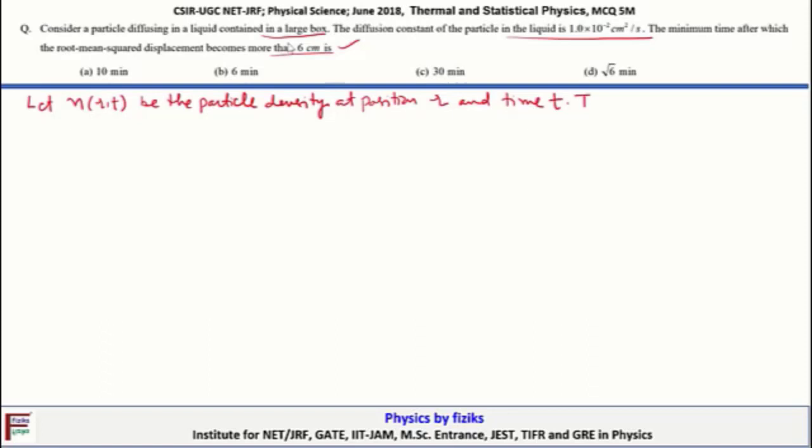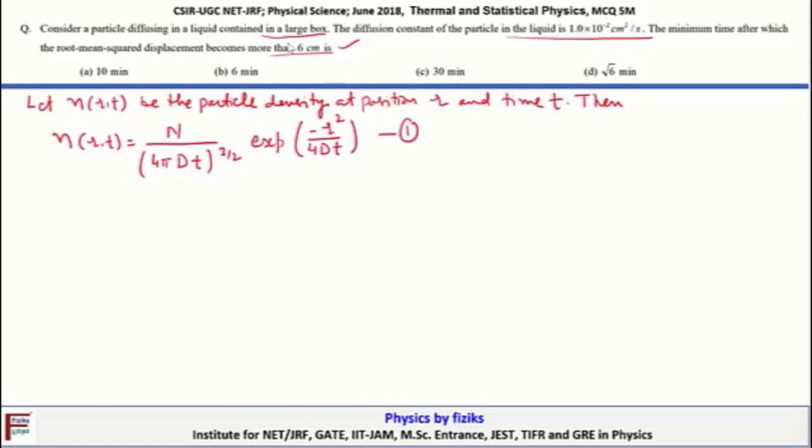Okay, so then we can write n(r,t). This is a result that's valid in 3 dimensions, and you have to remember this result: n(r,t) is equal to n divided by (4 pi Dt) power 3 by 2 and then exponential minus r square upon 4Dt, where D is the diffusion coefficient and t is the time. Okay, let's call this our equation 1.